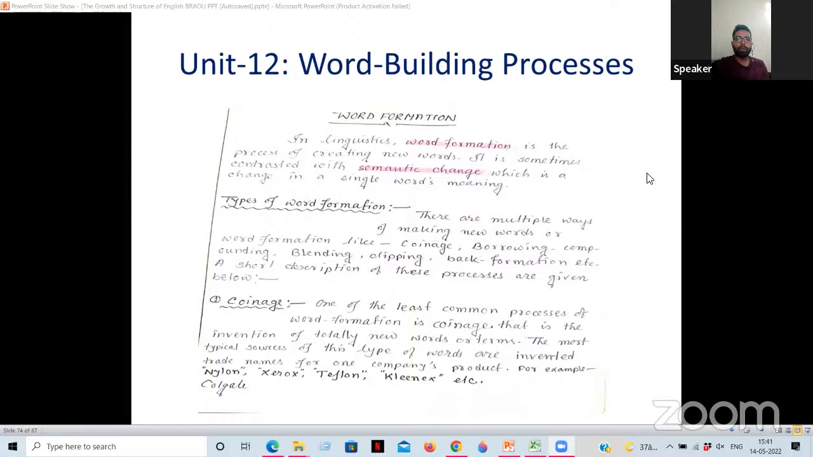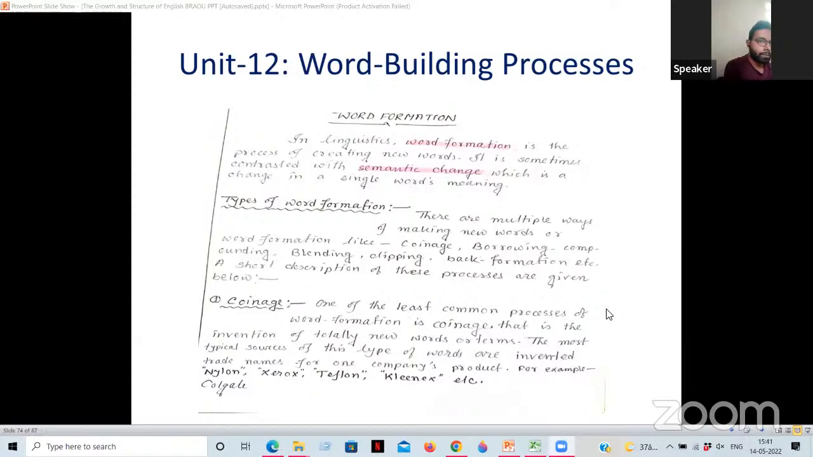Okay, so there are other ways as well. Compounding is also there, blending, clipping, back formation, etc. Okay, now the first one is coinage. Now let's talk about coinage. What is coinage? When anyone coins a new word, the word that has not ever been used before as a word or as a noun. Maybe it could be a name that was existing, but it was not being used in this form as it is being used right now.